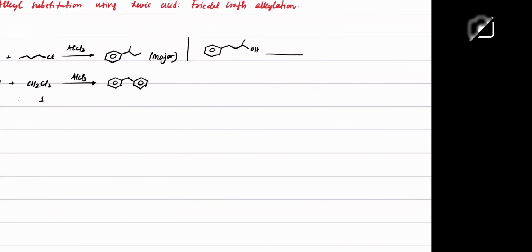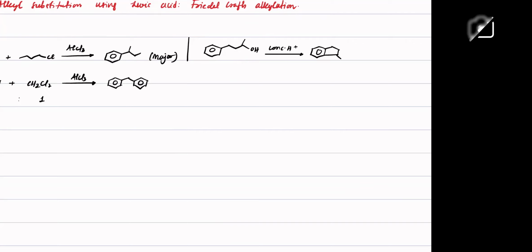In that case, if you react with concentrated H plus, you will see the internal EAS will take place like this. This is the internal EAS that will take place. Okay, just a second. So now check it out.